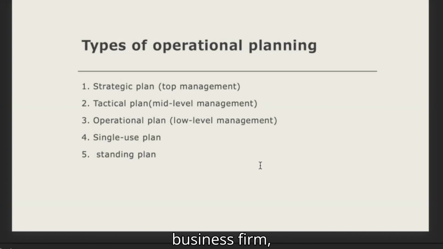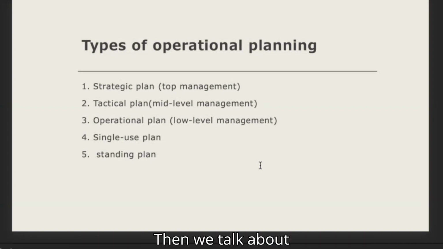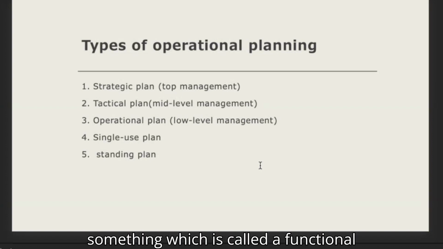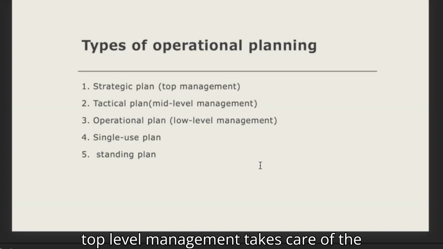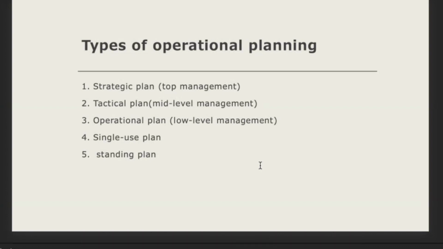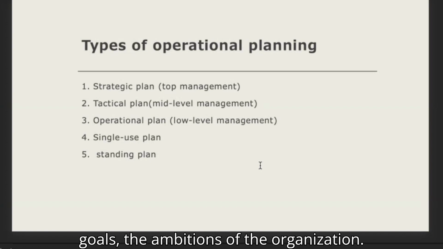But if it is a single business firm, corporate and business plan are the same. Then we talk about something called a functional plan and then the operating plan. So top level management takes care of the strategic plan, and the aim, that is the corporate office, and here they discuss the vision and mission of the organization and important issues, the goals, the ambitions of the organization. That sets a tone for the organization.